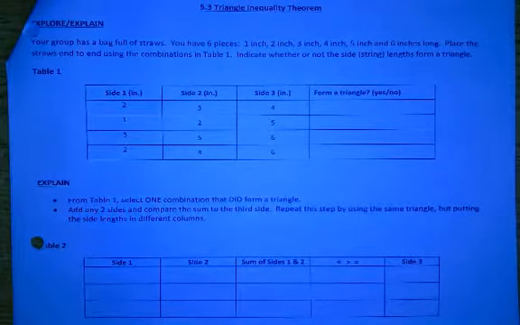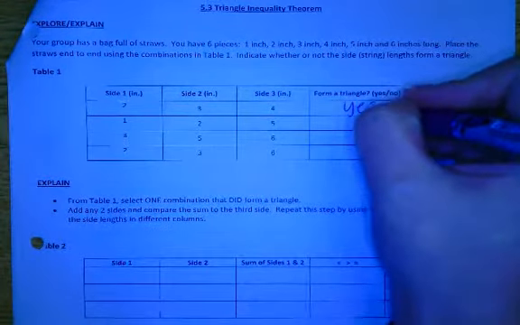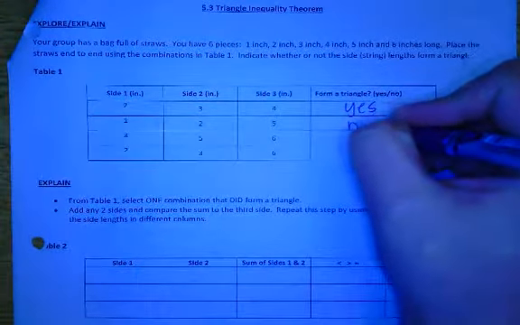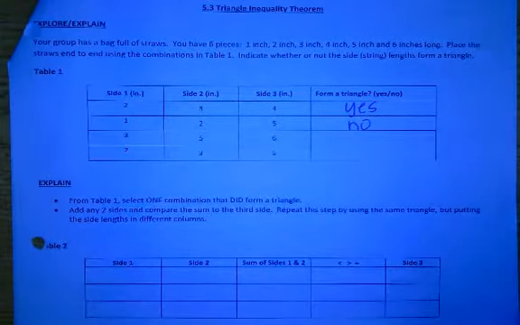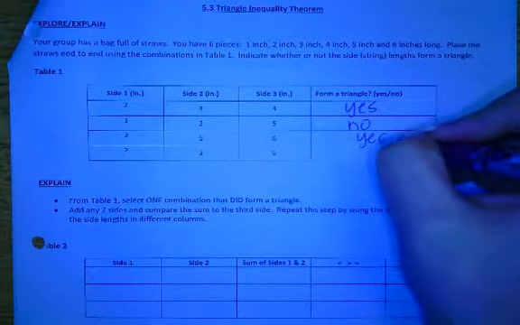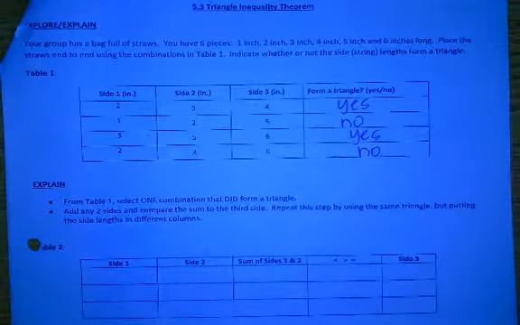1, 2, and 5? No. 3, 5, and 6? Yes. 2, 3, and 6? No. Okay, so it said from table 1, select a combination that did form a triangle, add any two of the side lengths together, and compare it to the third side.